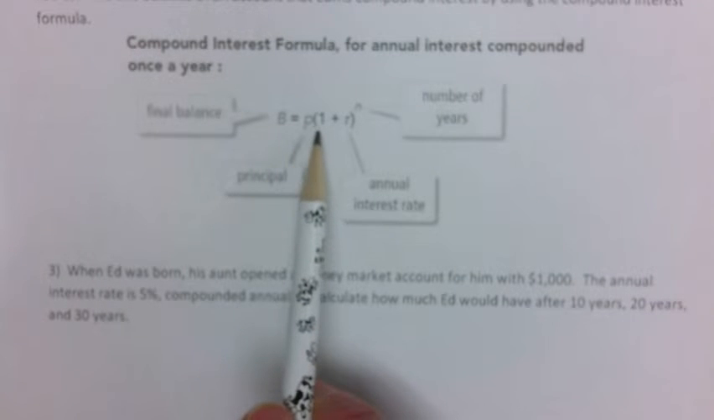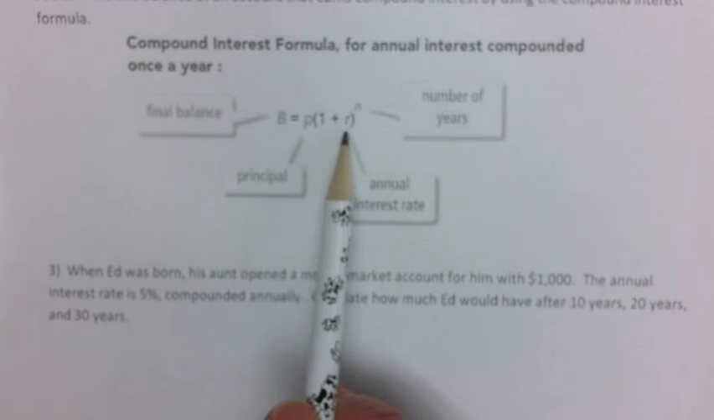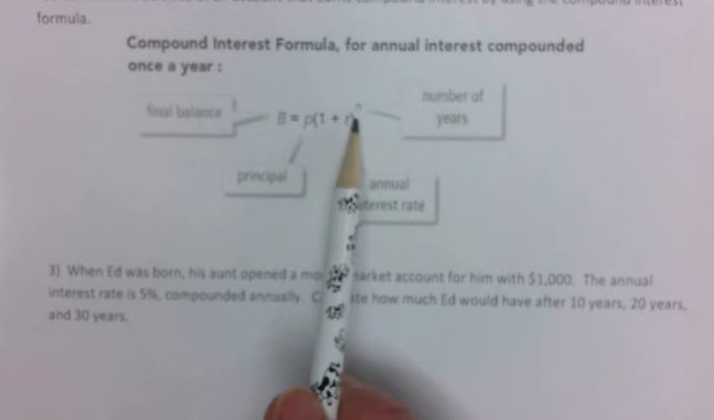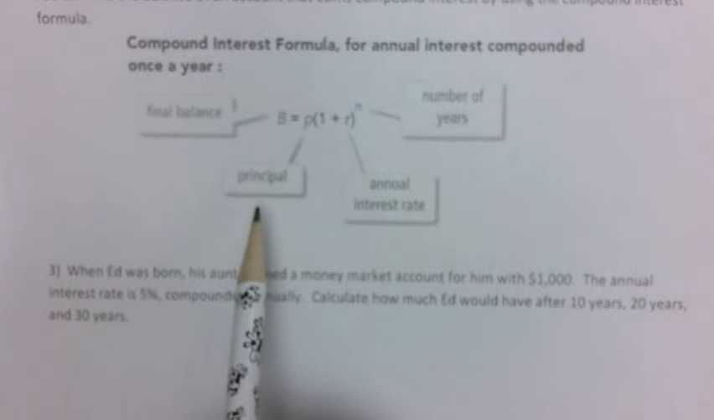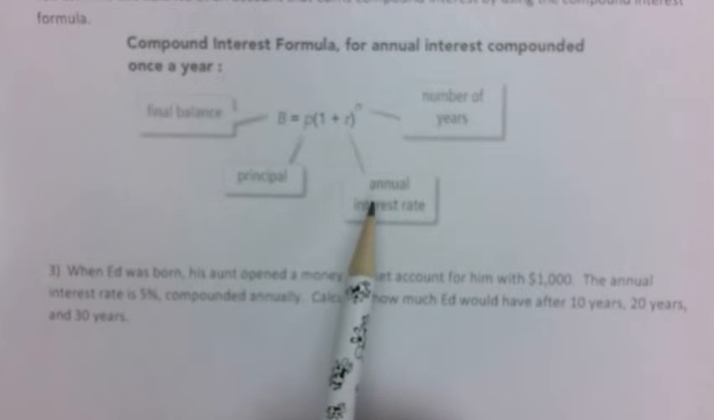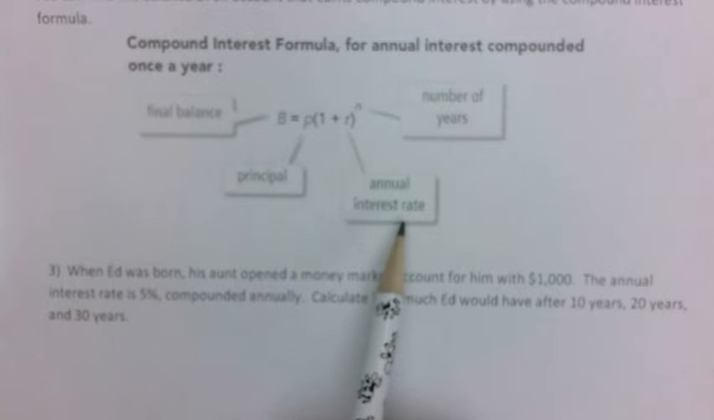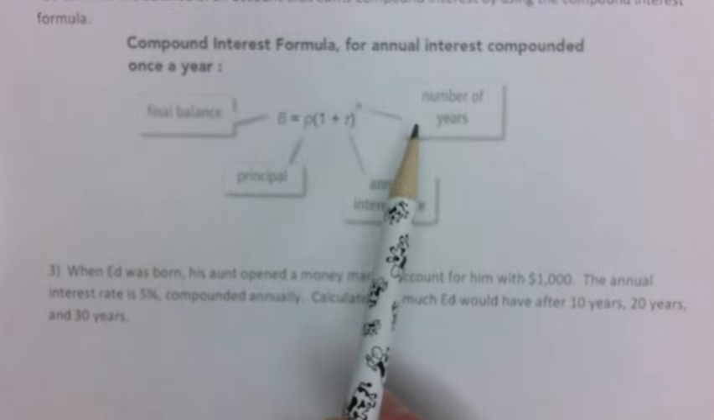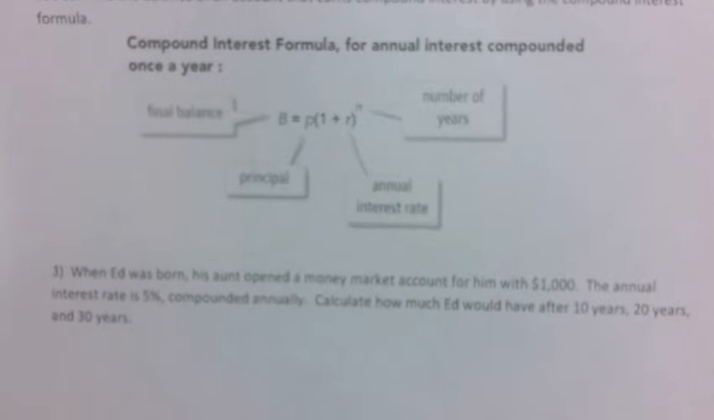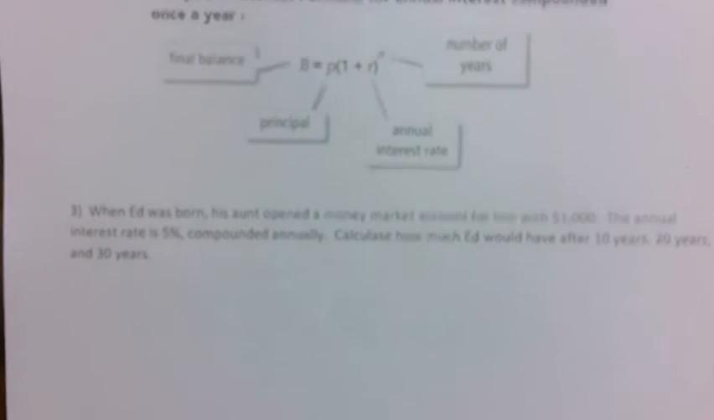B equals P times, in parentheses, 1 plus R raised to the nth power. B represents your final balance. P is the principal amount that you've started with. R is your annual interest rate in decimal form. And N, the exponent, is the number of years. Okay, let's use this equation in our example number 3.